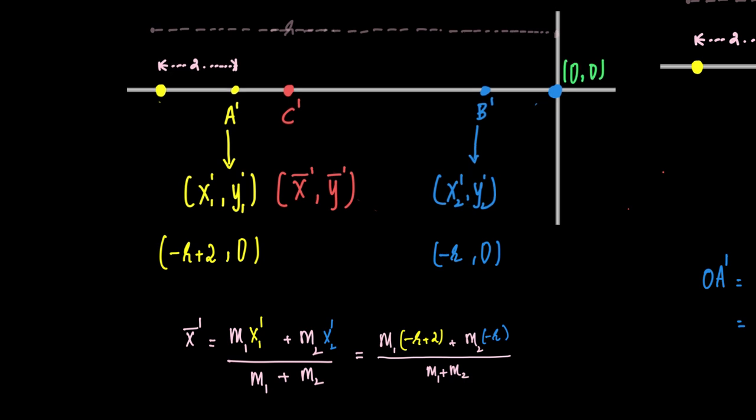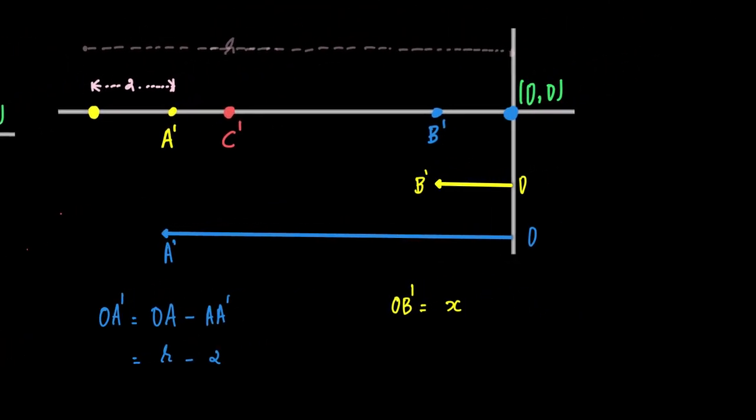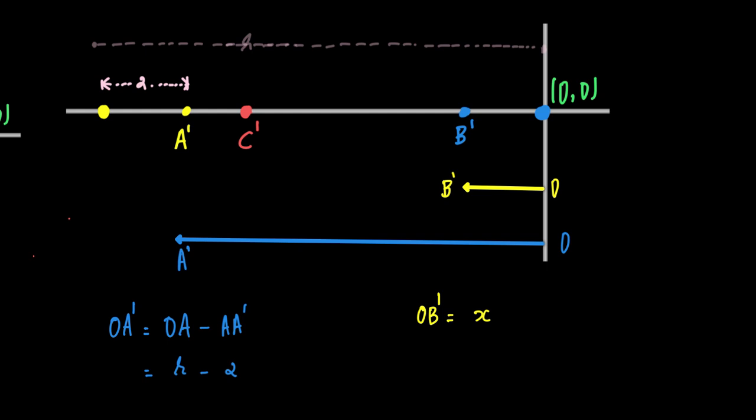What can we say about the coordinates of A dash and B dash? A dash will be x1 dash, y1 dash, correspondingly C dash will be x bar dash comma y bar dash. The x coordinates of A dash and B dash will be x1 dash and x2 dash. What is x1 dash? Minus r plus 2. What is x2 dash? Minus r. Now you may have a doubt here, so let's just confirm. Let's just draw one more diagram to make sure that all your doubts remain clear here.